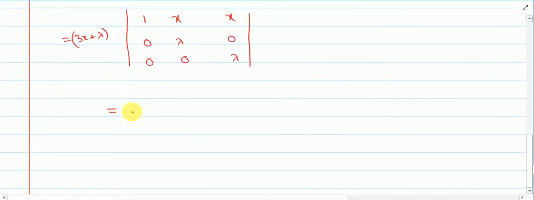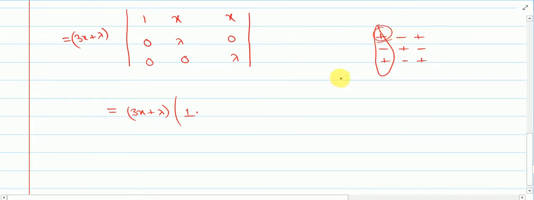Now what we'll do, we will expand along first column. So expand it along first column. You remember plus minus plus minus plus minus plus minus plus. So for the first column you have to use this. Here these two are 0, so we have to only deal with this one, and we have to put plus sign before it. So already plus, so no problem.